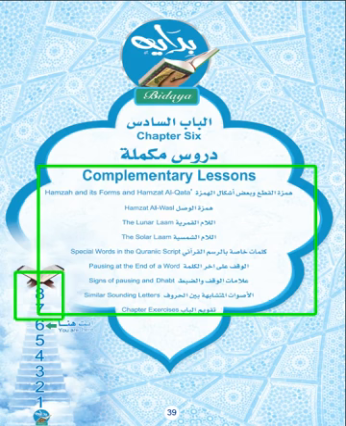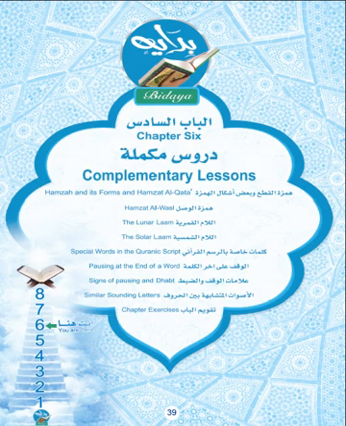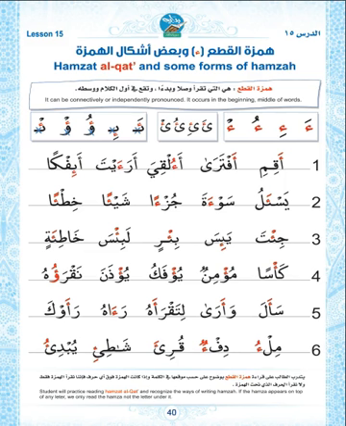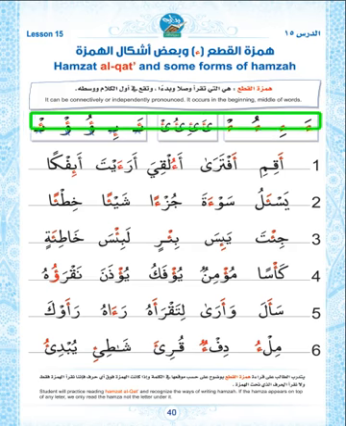Alhamdulillah, we have reached level 6 out of 8. We are almost done with Bidayah book, inshallah. And as we move to the first lesson of this chapter, lesson 15, this lesson discusses Hamzat Al-Qata. And the objective of this lesson is for the student to recognize all forms of the Hamza.